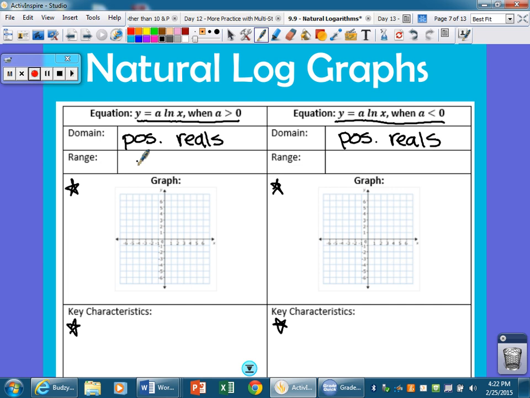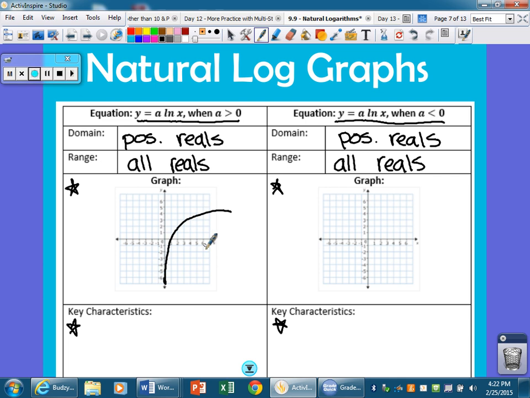Our range is all reals. If we think back to our exponential unit, this is actually the complete opposite of the exponential graph. For the exponential graph, the domain was all reals, and the range was just the positive reals. So here's how the graph looks. I'm going to do the best I can on this. It looks something like that. It's not crossing the y-axis at all. It's only on the right side here.